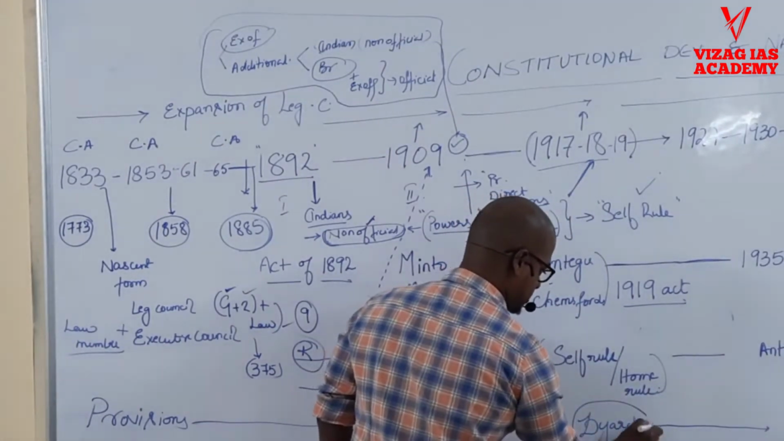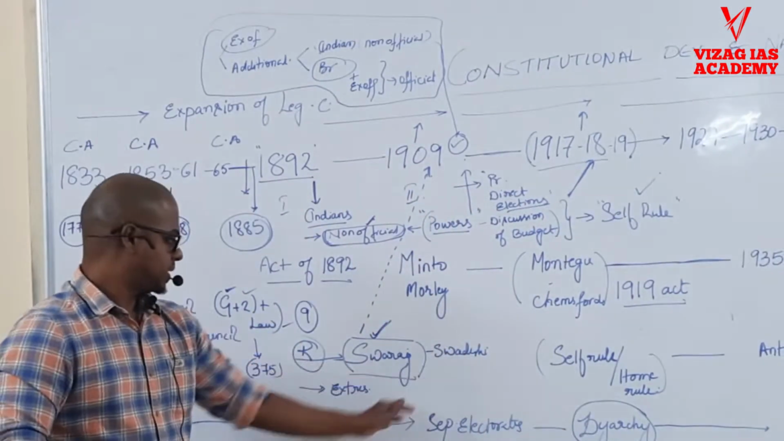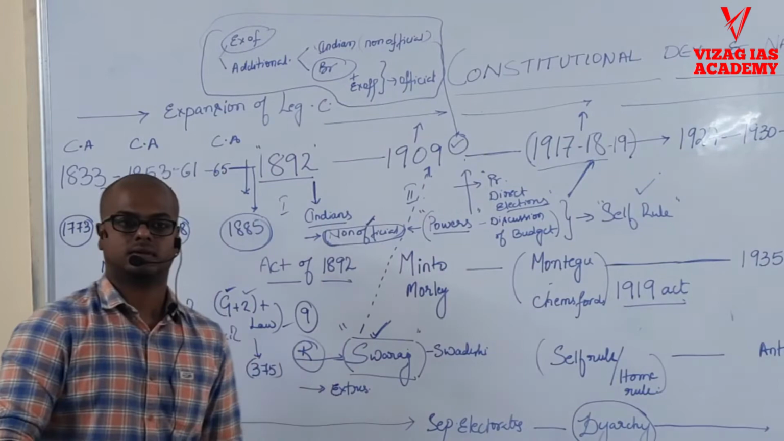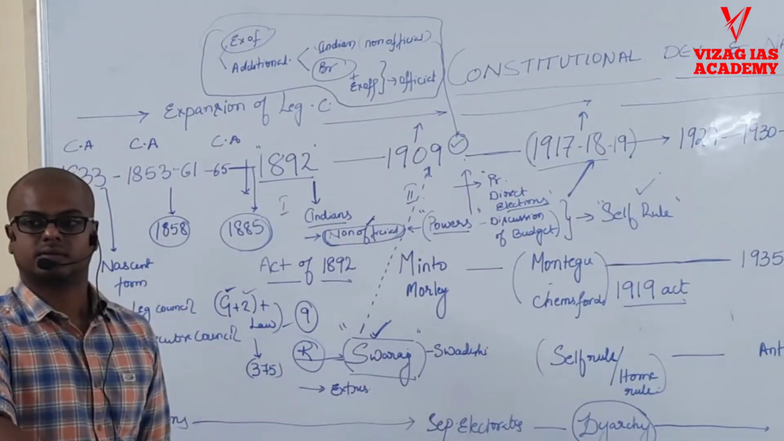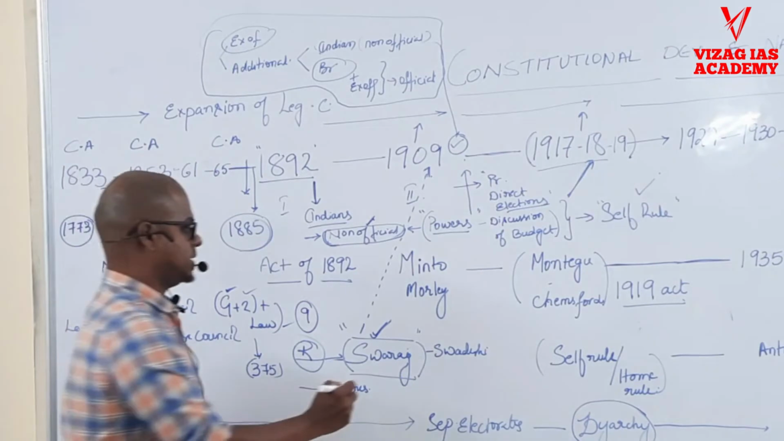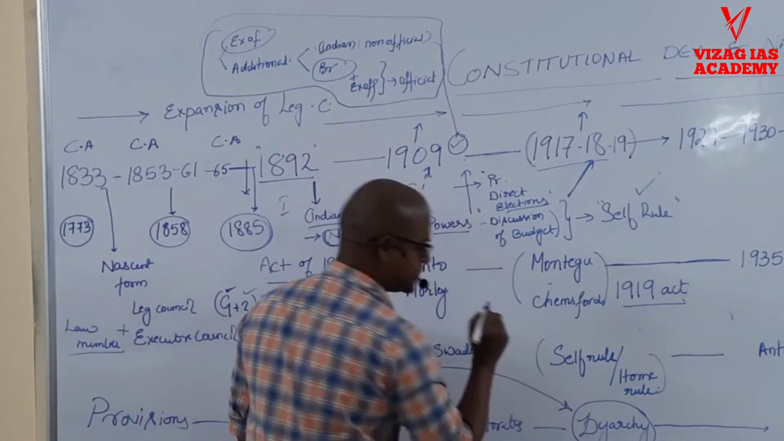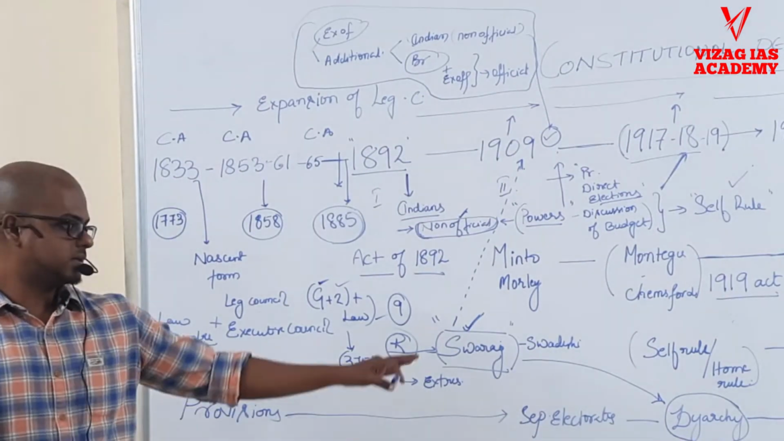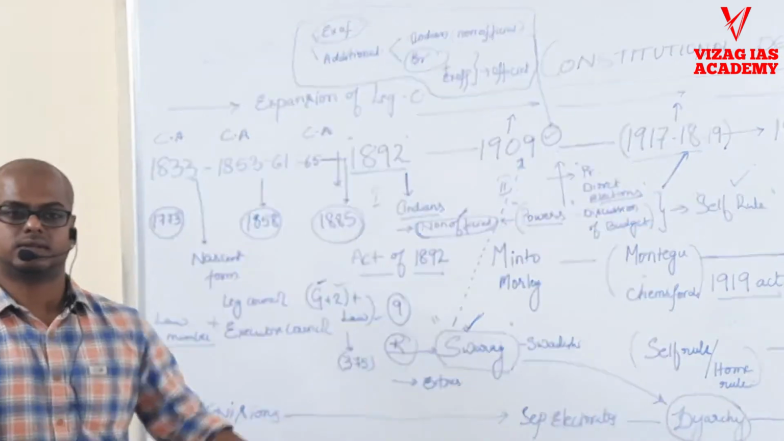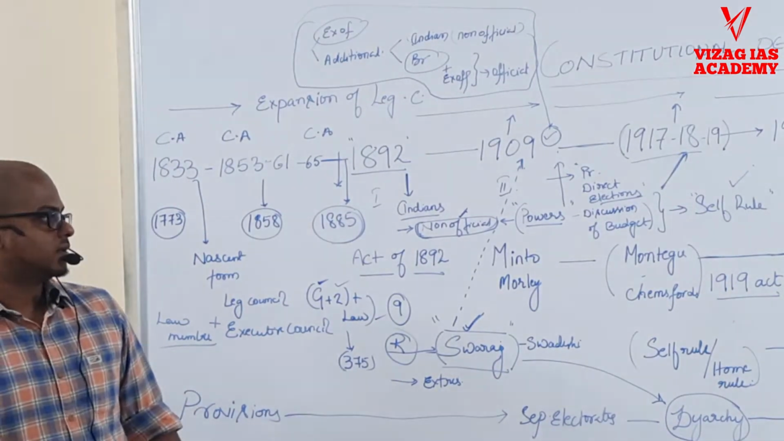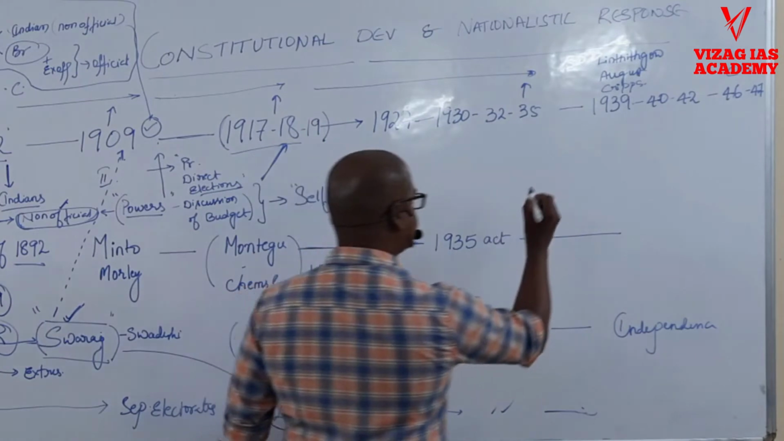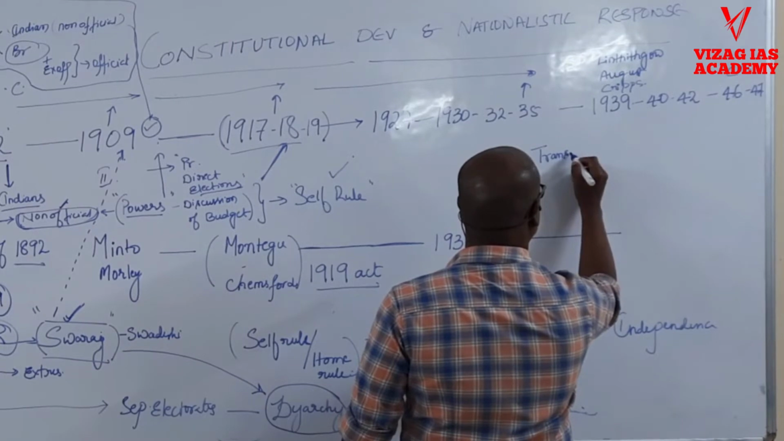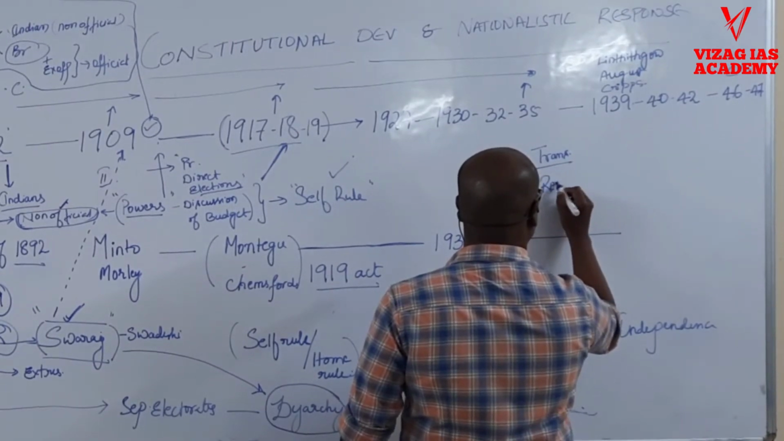diarchy. Because the previous demand was self-rule, Swaraj, there should be a response to this demand. The response is given in this way, by giving the provision of diarchy. As we discussed in the previous session, it's a kind of limited diarchy, that is, transferred and reserved subjects.